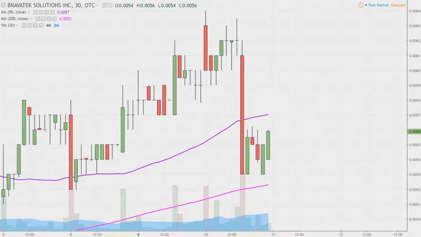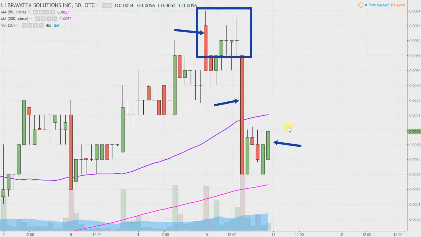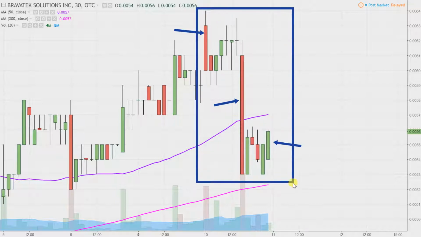Real quick, what do I mean by 30-minute in case maybe you're new to charts? Instead of each one of these candlesticks here representing one day's worth of price action, which is what you would normally see, each one represents 30 minutes. So while this may look like several days' worth of time, it's actually just today's price action broken down into 30-minute time slices. I like to do this time frame.